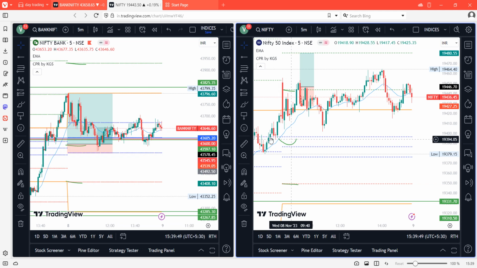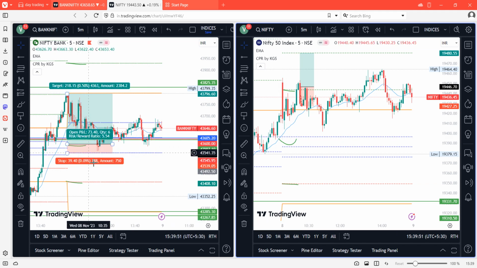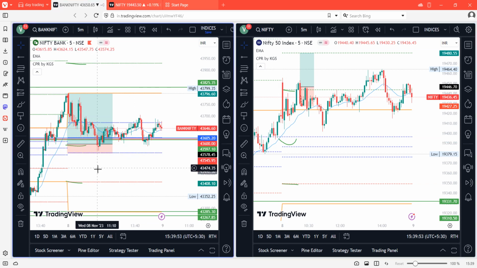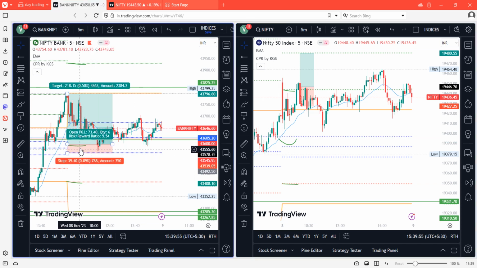To take the trade in Bank Nifty, I should wait to take the trade at this area. Why this area? I'm asking you why I'm waiting to take the trades at this area. If you are watching my channel for previous months, you will answer this question. If you are new to this one, I will tell you.